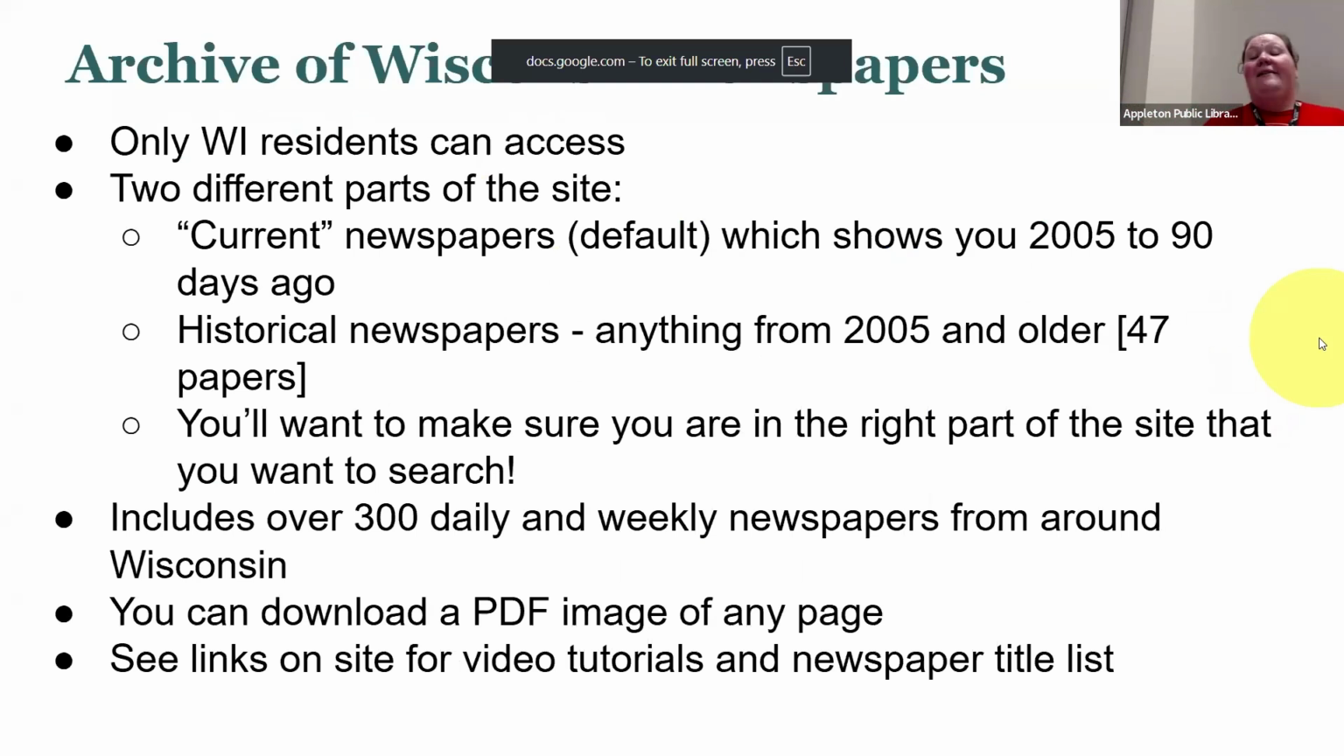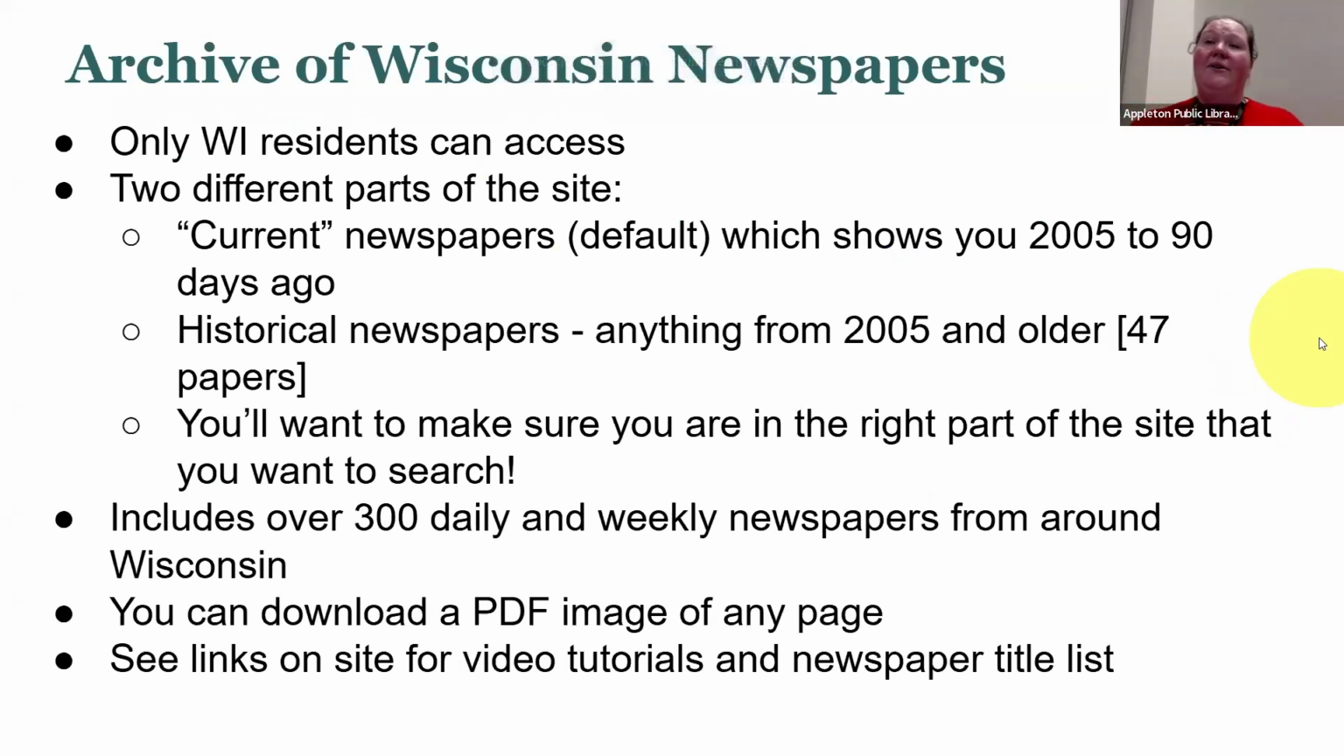Next up, we've got access to the Archive of Wisconsin Newspapers. So you have to be in Wisconsin to access this. If you summer or winter, I would assume you wouldn't summer in Arizona, but if you winter in Arizona, you can't access this. It is tied geographically just to Wisconsin.